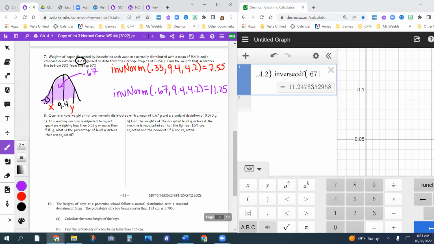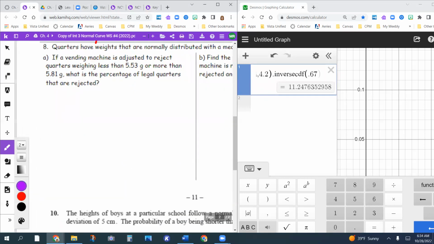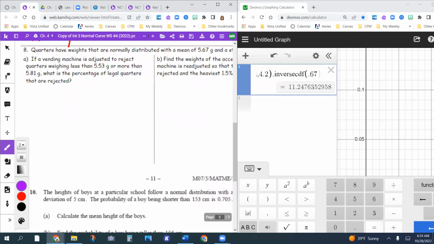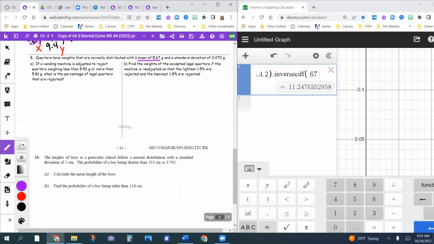So those are going to be the scores. It's going to be in between 7.55 and 11.25. Okay. Quarters have weights that are normally distributed with a mean of 5.67. So a mean of 5.67 and a standard deviation of 0.07.